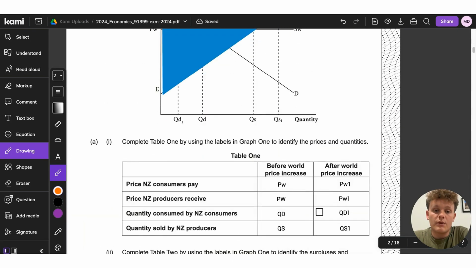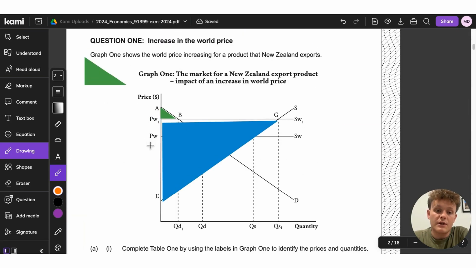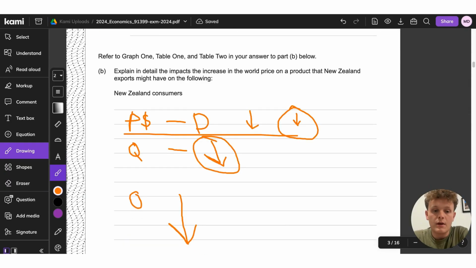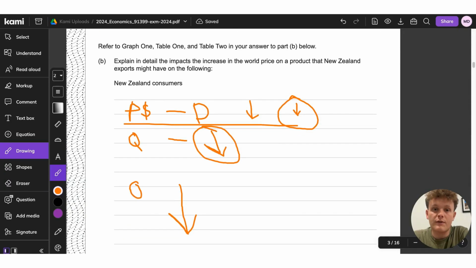In each case, we're going to refer to the graph. So we're going to say, well, as the price increases from PW to PW1, the difference between the price they're willing to pay and the price they actually pay decreases, etc. Same with quantity from QD to QD1.